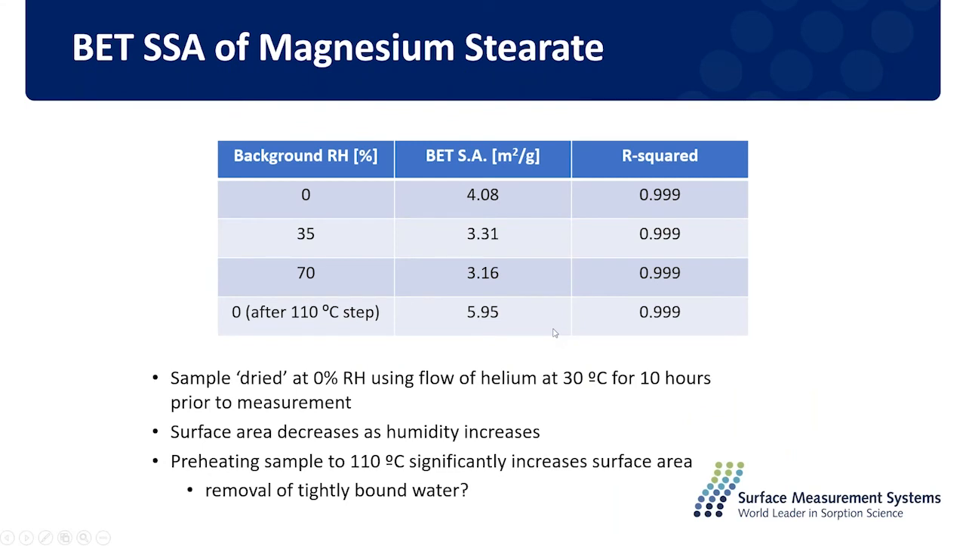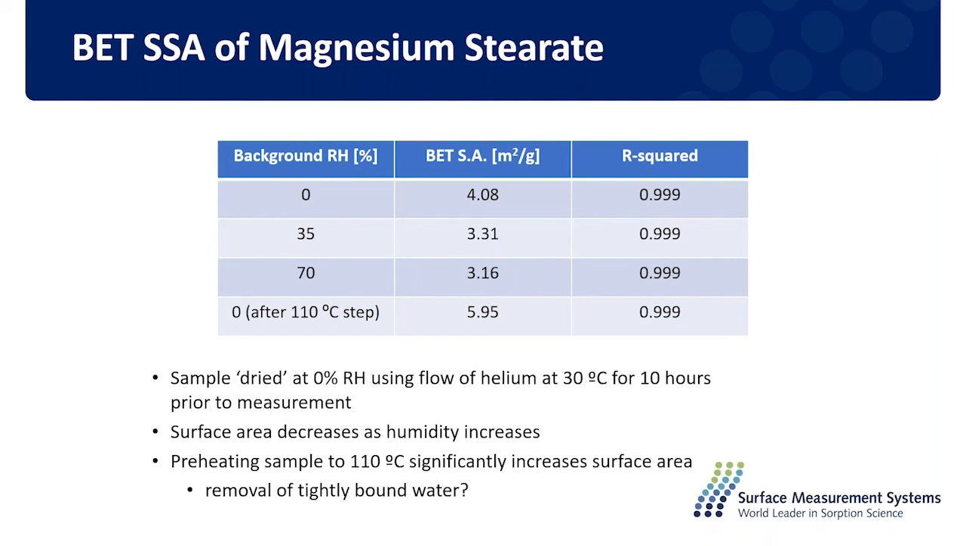We performed the same kind of experiment on a very different sample. So here we're looking at a sample of magnesium stearate, and you can see the same kind of trend is observed with relative humidity increasing. However, what this slide is showing is the clear effect that a pre-treatment condition to a more extreme extent can have on the BET observed.